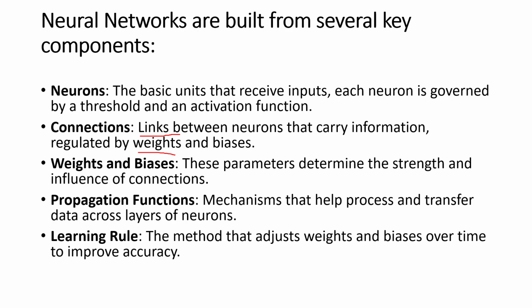And we have some propagation function. That means they are the mechanisms that help to process and transfer the outputs across the layers. And the learning rule is a method by which we adjust the weights and bias of the neural network. We'll look into that in detail in the further slides.